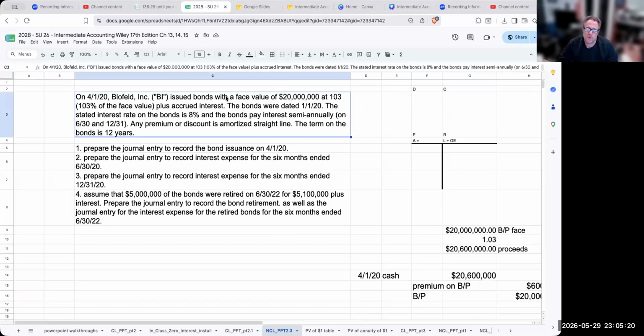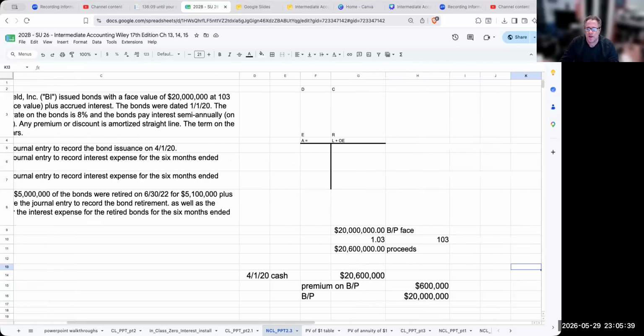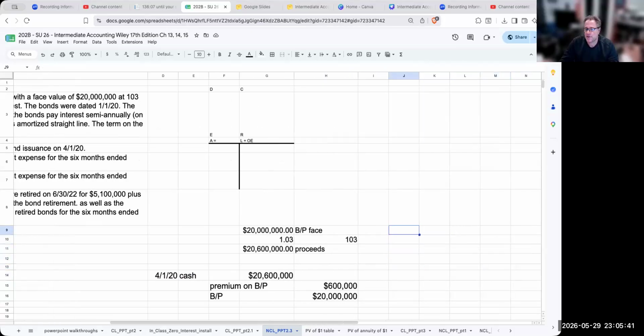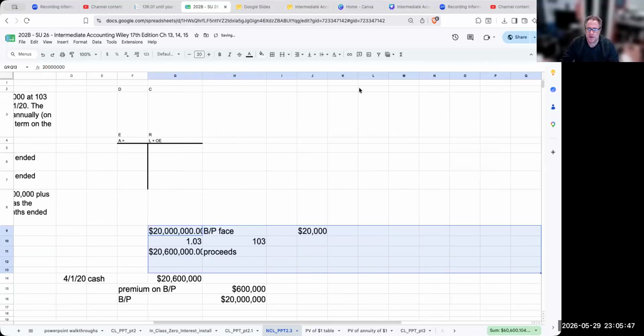Now, I'm issuing bonds with a face value of 20 million at 103, but I'm not doing this on 1/1/20. I'm doing it on 4/1/20. And it's paying interest every 6 months, so this is right in between the payments. What I need to figure out is how much interest is being paid on these bonds.